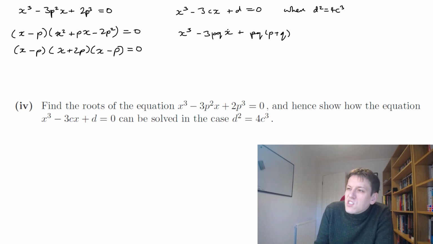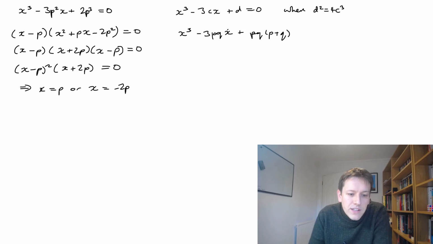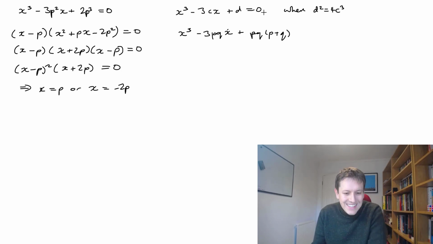You could apply the quadratic formula to this again if you didn't spot this. But either way we get x minus p squared times x plus 2p equals 0. So the roots here are x equals p or x equals minus 2p. So we found the roots of the equation, and it says hence show how we can then solve this equation in the case when d squared equals 4c cubed.